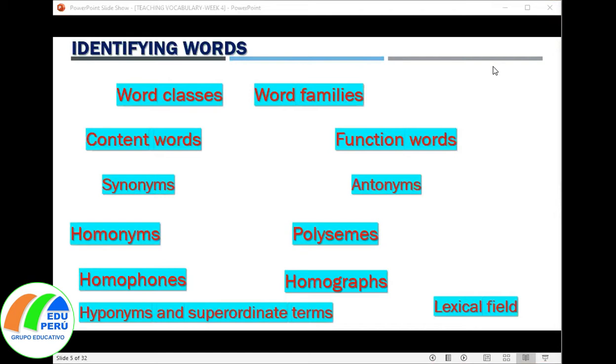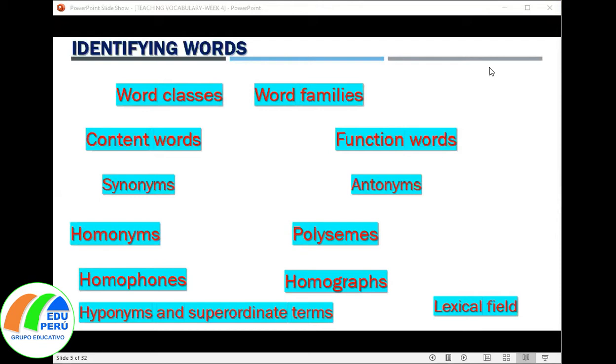Function words, we have prepositions, conjunctions, articles, determiners, and so on. Content words, we have nouns, verbs, adjectives, and adverbs. So we have four types of content words: noun, verb, adjective, and adverb. Function words, we have prepositions, conjunctions, determiners, pronouns, modals, the auxiliary verbs. So all of them are function words.